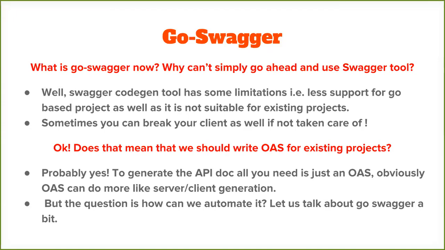To generate the API doc, all you need is an OAS. And obviously OAS can do more, as we discussed. But the main question here is, how can we automate it? How can we generate this OAS? Do we need to write this OAS manually, or can we automate it? So here GoSwagger comes in the picture, and let us talk about GoSwagger.